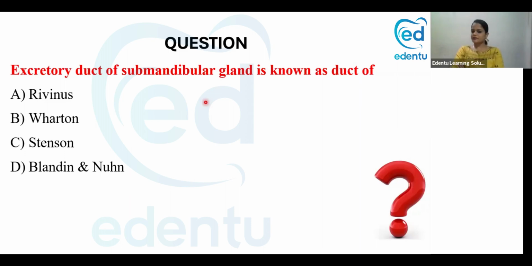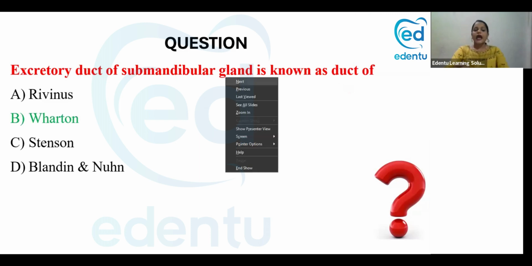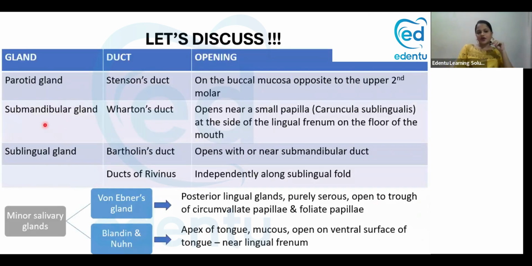Okay, we have three major salivary glands: the parotid gland, the submandibular gland, and the sublingual gland. The parotid gland mainly opens opposite the buccal surface of the second molar, and it is called Stenson's duct. The duct of the submandibular gland is called Wharton's duct. The correct option for this question is Wharton's duct.